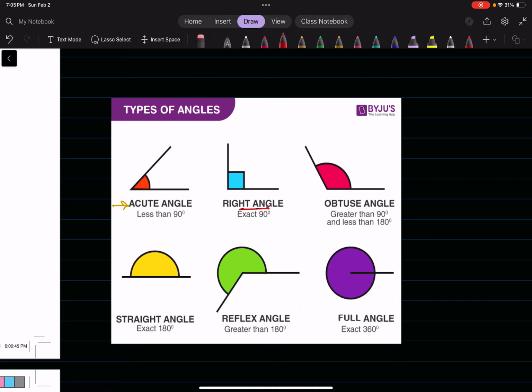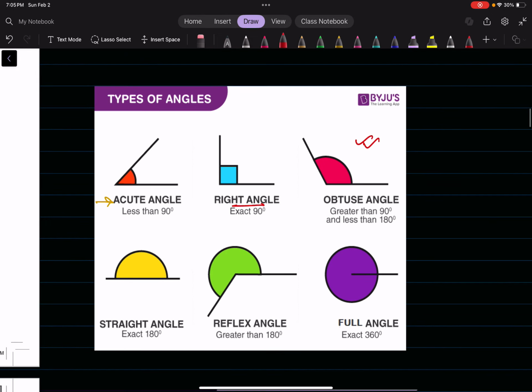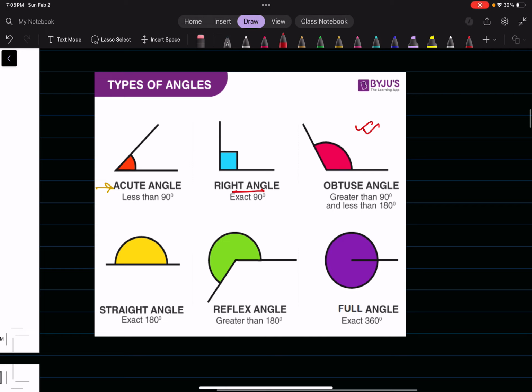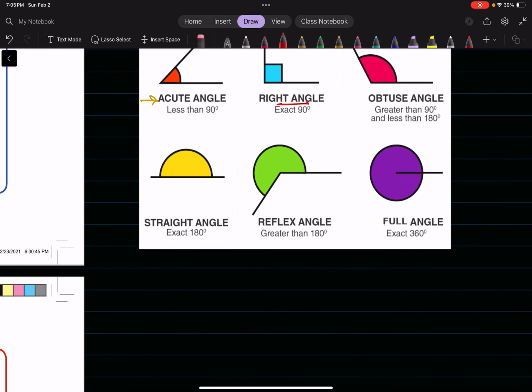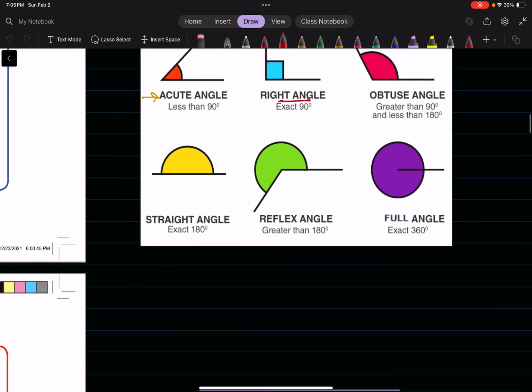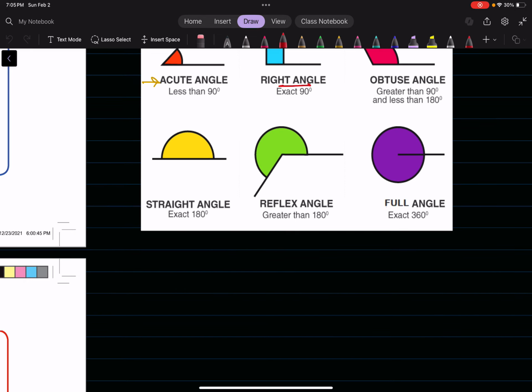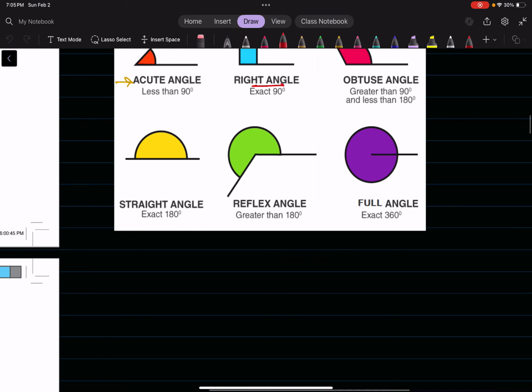And second one, when the angle is more than 90 and less than 180 degrees, exactly this example I'm talking about, we say that it is an obtuse angle. When the angle is exactly 180, it's just like a straight line. So we call that a straight angle. Then if the angle is greater than 180, can you see this?